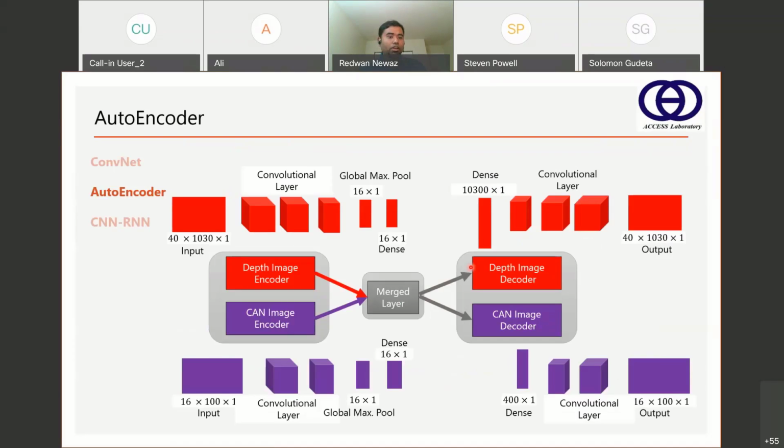On the other hand, with an autoencoder, we have the luxury to incorporate multiple sensor information. For example, we have this depth image, and we can also incorporate the CAN information in here, and then we learn jointly from those two pieces of information using an autoencoder architecture. First, we convert them to a common 16 times 1 layer, and then we concatenate these two layers, and then we decode this layer to reconstruct the depth image and the CAN image again. By doing this, we learn which parameters and features are important to identify the driving behavior.